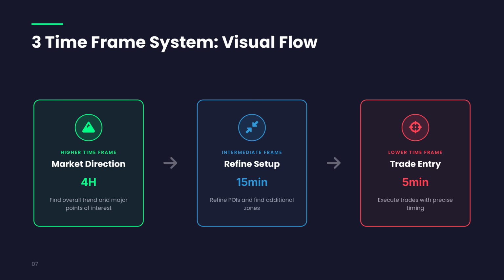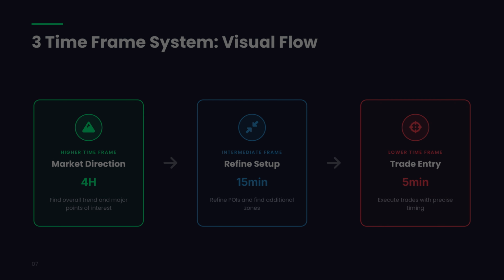And here's something that often gets overlooked. This system isn't rigid. Yes, we're showing 4-hour, 15-minute, and 5-minute in this example, but you could just as easily use daily, 4-hour, and 15-minute for swing trading, or 15-minute, 5-minute, and 1-minute for scalping. The principle remains exactly the same. Start broad, refine progressively, execute precisely. This, my friends, is systematic trading at its finest.